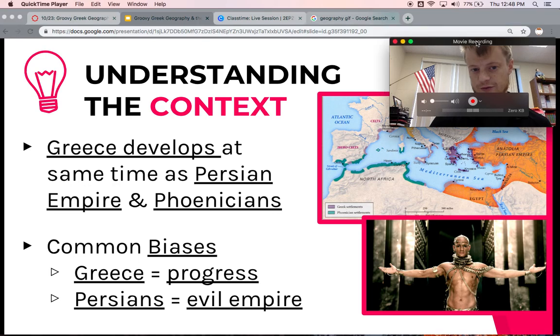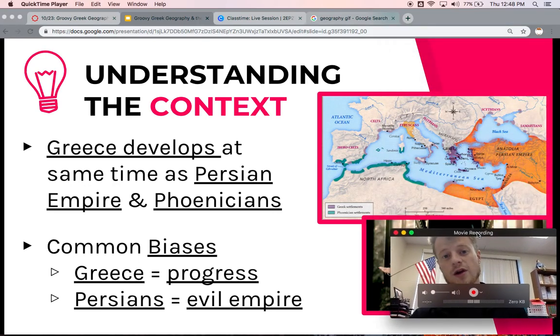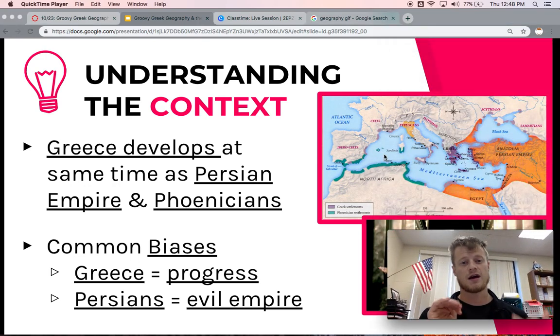But speaking of 300, we should probably also talk about what's going on at the same time as the Greeks, and that is the Phoenicians and also the Persian Empire. What I mean by that is, Greece just doesn't exist in a bubble. It exists at the same time that other things are happening in the world. Nothing is isolated from it.